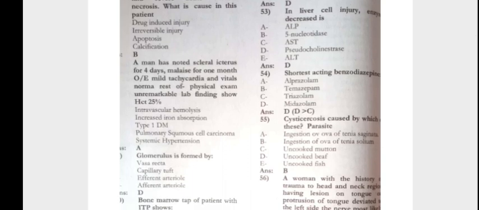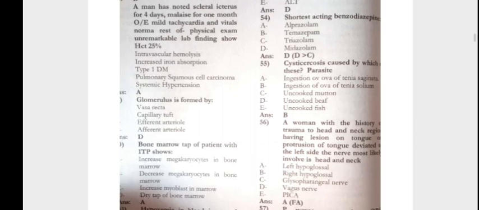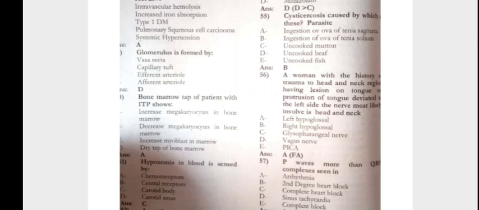In liver cell injury, the enzyme decreased is pseudocholinesterase. The shortest acting benzodiazepine is midazolam. The cysticercosis caused by which of these parasites is by ingestion of the ova of Taenia solium. The woman with a history of trauma to the head and neck region has a lesion on the tongue, and on protrusion the tongue deviates to the left side. The nerve most likely involved is the left hypoglossal.